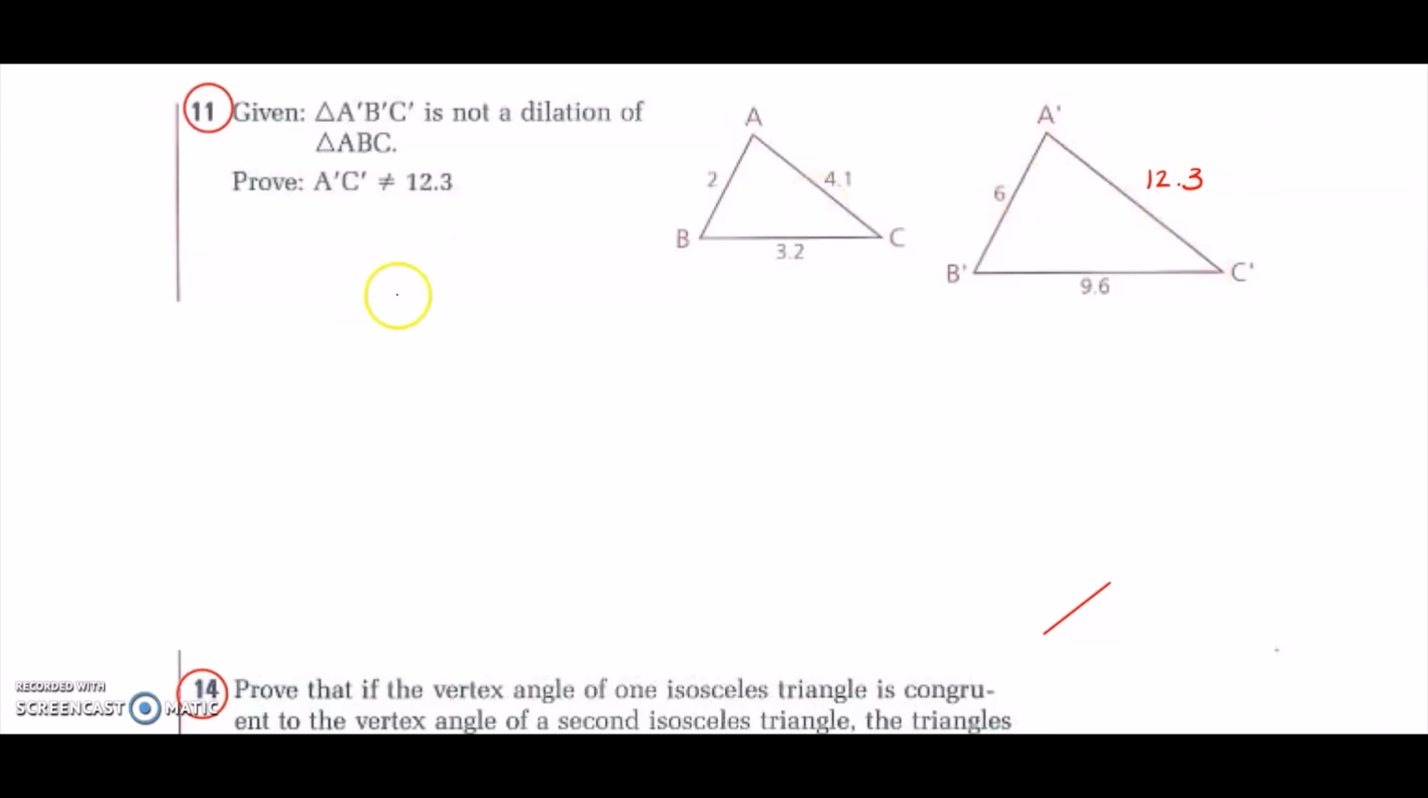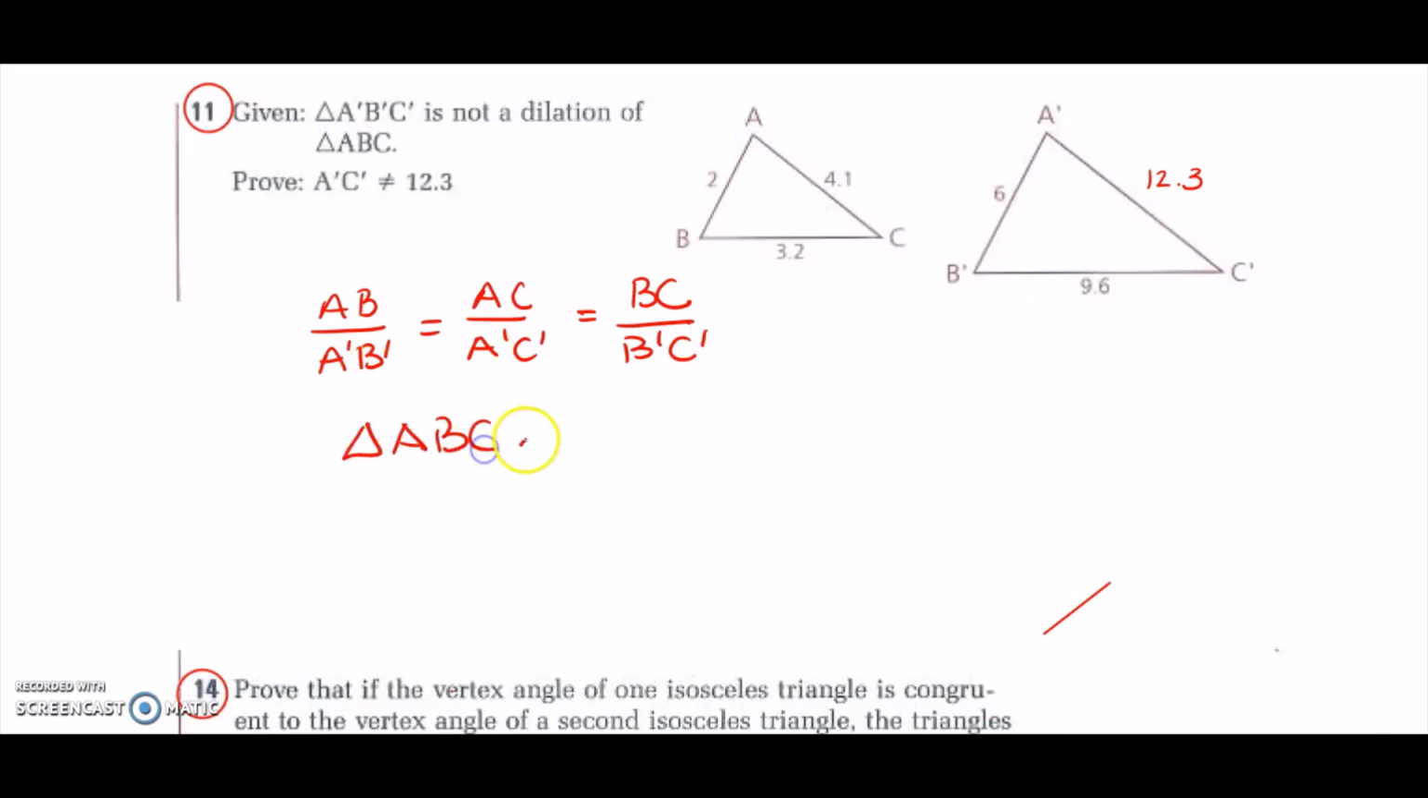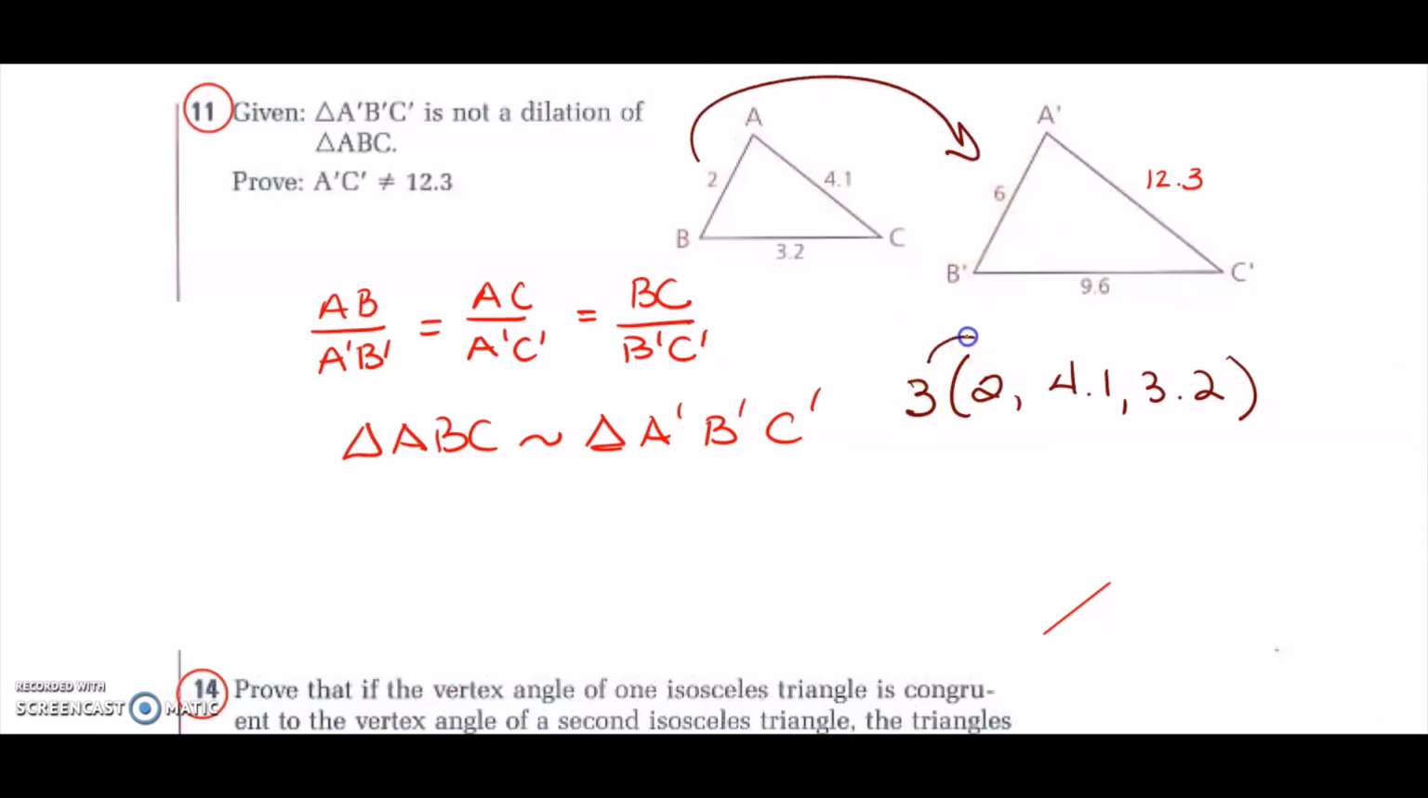Then we can see that AB is to A prime B prime the same way that AC is to A prime C prime, the same way that BC is to B prime C prime, such that the two triangles ABC would be similar to A prime B prime C prime. And at a side note here, if we took the lengths of the sides of ABC, 2, 4.1, and 3.2, and multiplied them by 3 by distribution, you can see that we would get the length shown here.